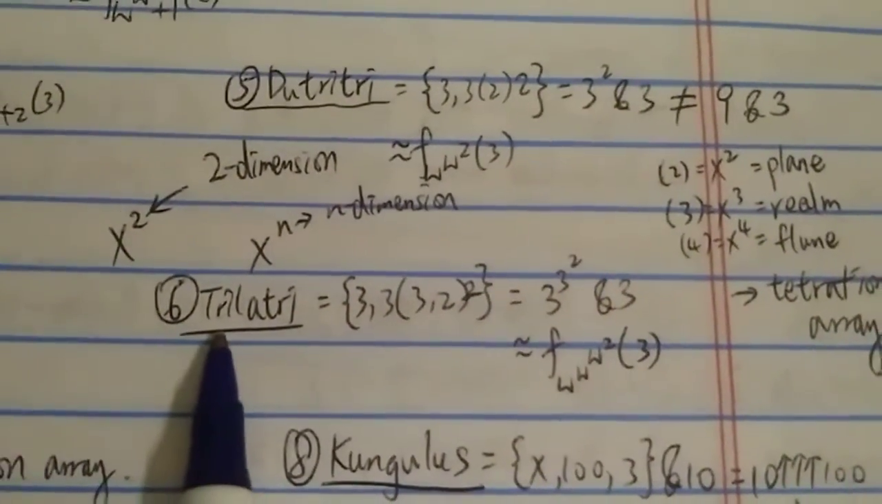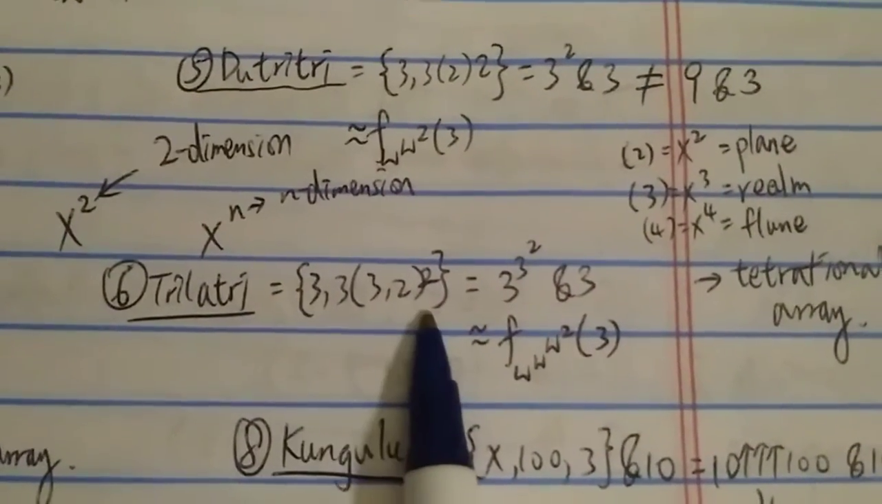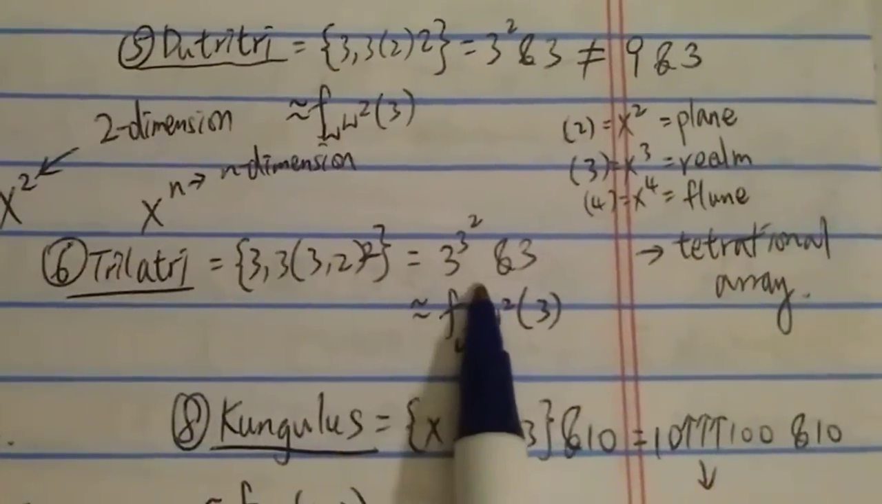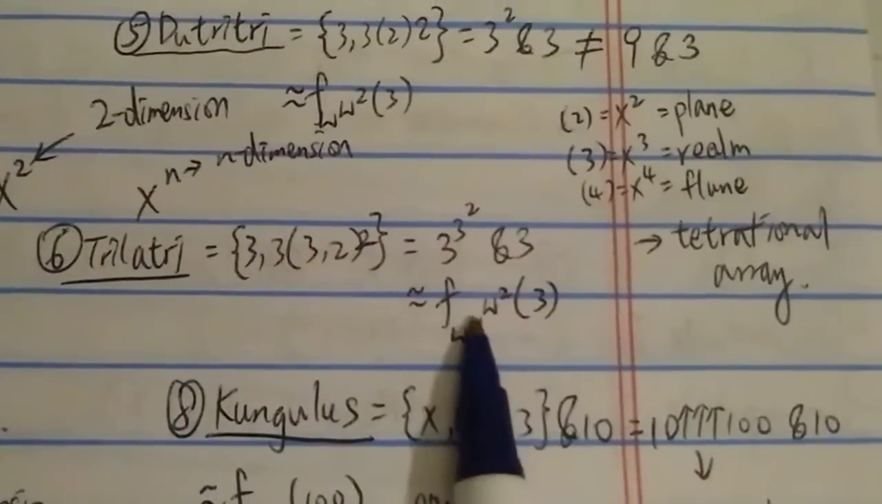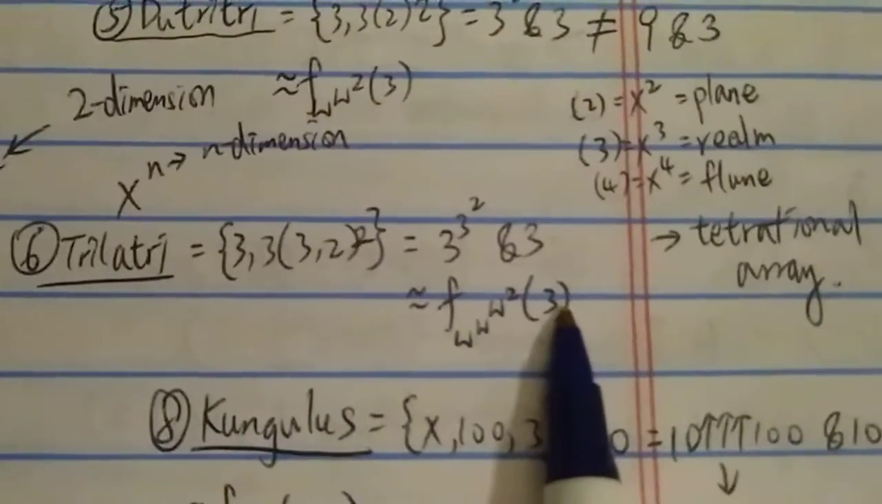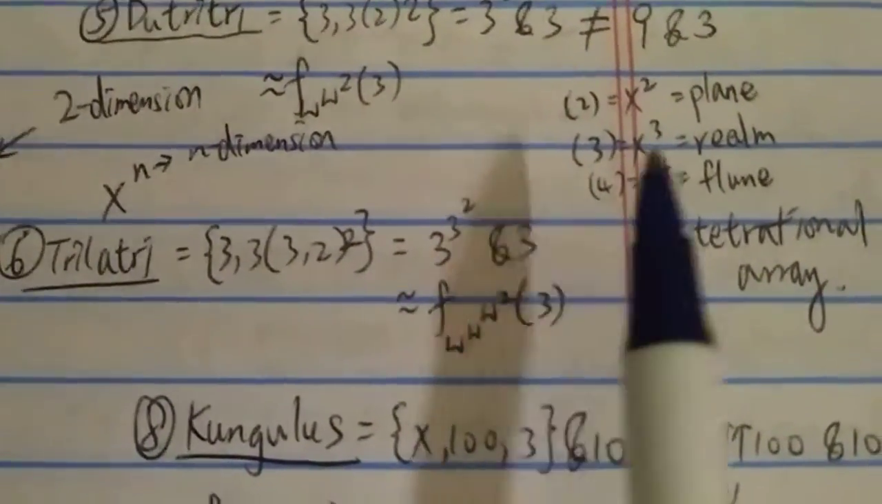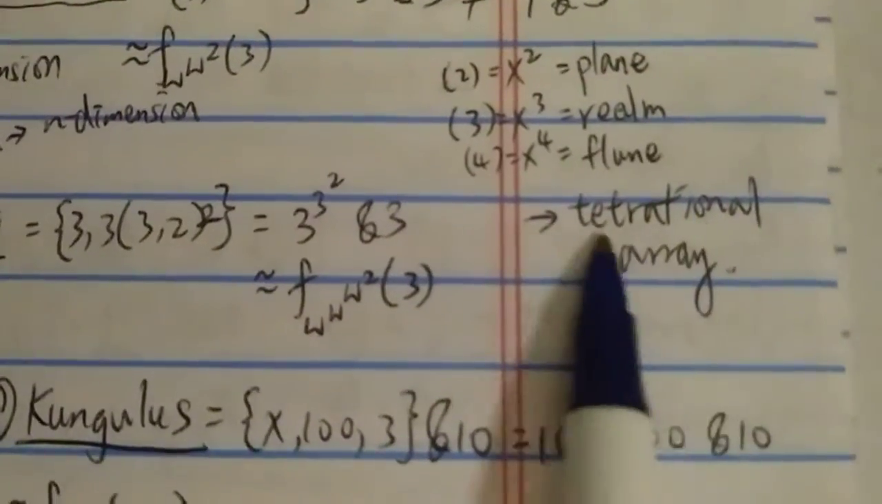The next number, I'm not sure how to pronounce that. It's something like this, and you can also write it this way. In terms of the fast growing hierarchy, it is f of omega to the omega square 3. And you can see this is taking the form of a power tower. So this is already a smaller tetrational array.